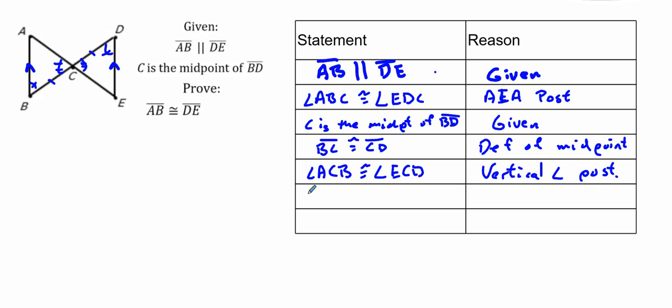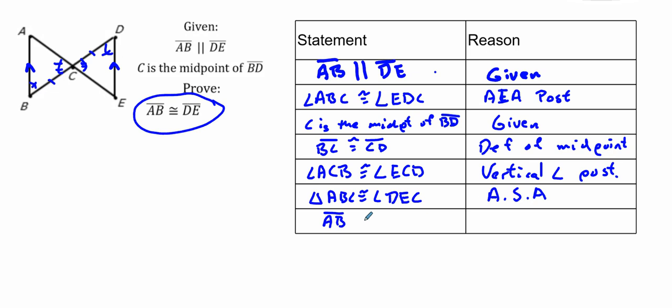Now that we know that, we have enough information to make a statement that looks like this. Triangle ABC is congruent to triangle DEC, and that's because of angle side angle. We know that those two triangles are congruent. And now we're getting to our last statement. What are we trying to prove? We're trying to prove that AB is congruent to DE.